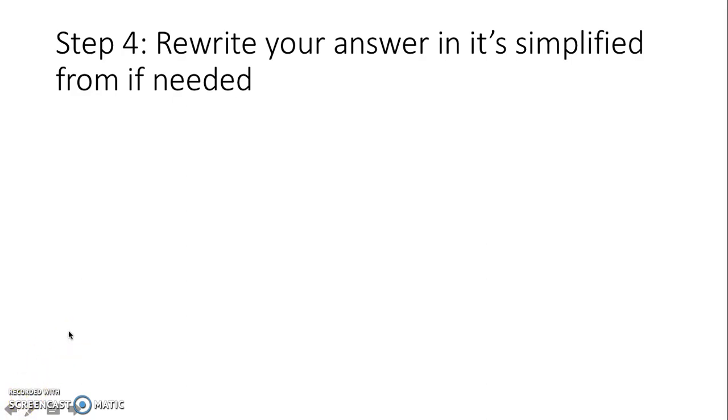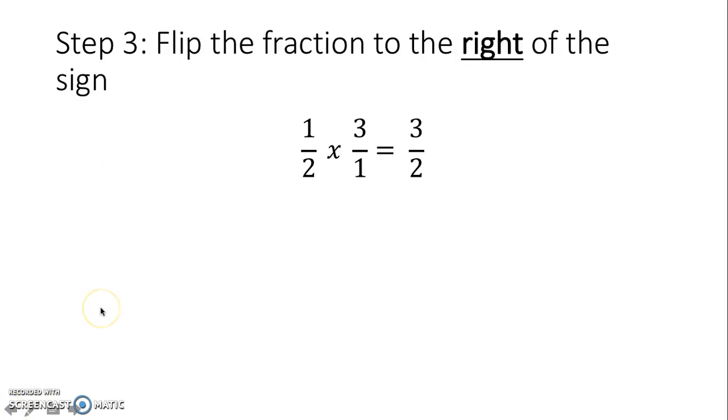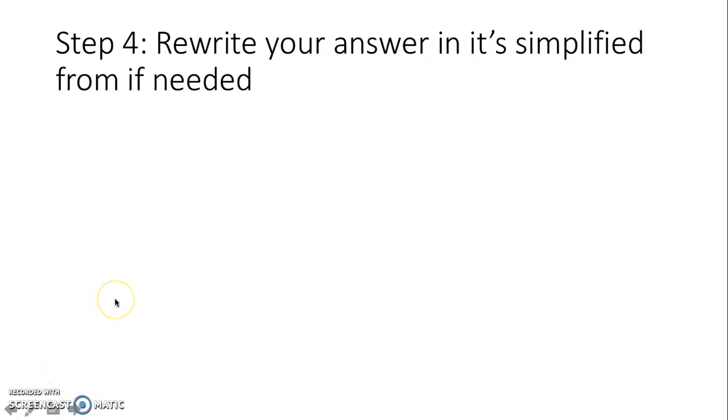Step 4, I'm sorry, under your notes it says step 4 should be multiply the numerators and denominators just like you multiply other fractions. So that's how we got 1 times 3 equals 3, 2 times 1 equals 2. Under step 4, you should be writing 1/2 times 3 over 1 is equal to 3 over 2. And then step 5, rewrite your answer in its simplified form if needed.